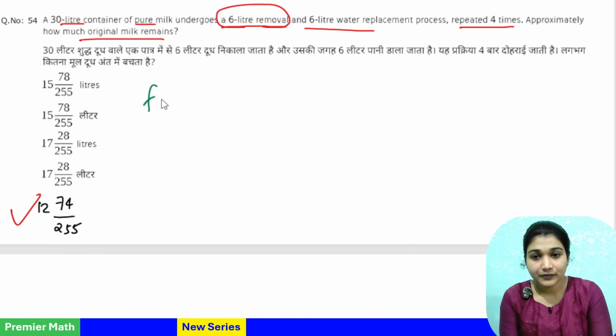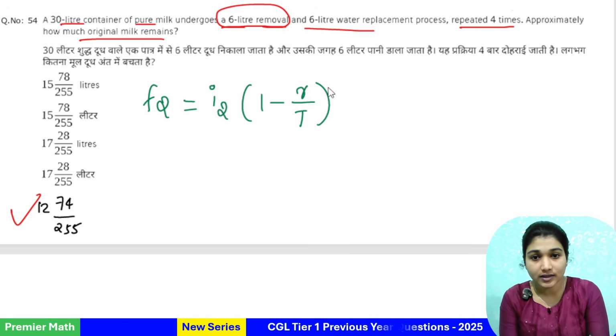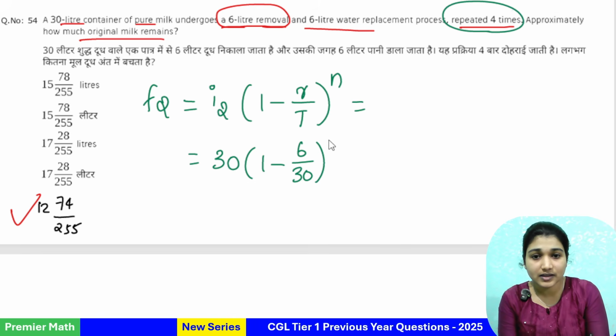Formula method means final quantity of milk is equal to initial quantity of milk into 1 minus replacing amount out of total quantity, the whole raised to number of times this replacement has taken place. Now this is equal to, here initial quantity is 30 liter mix. Now 1 minus 6 liter is taken out of this total 30 liter mixture, and here number of times this is repeating is 4 times.